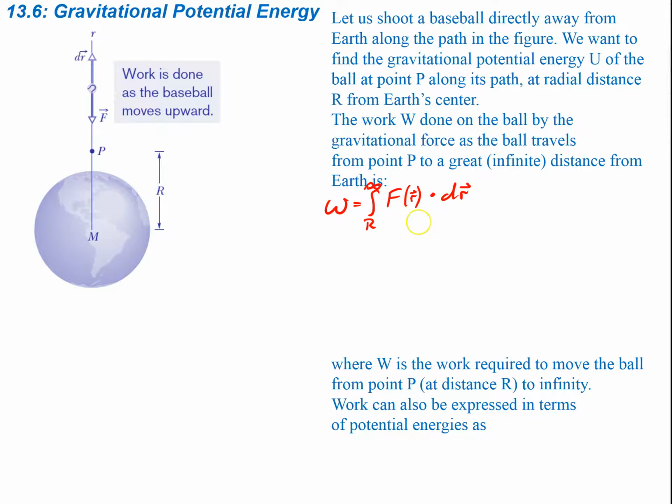Well, if we look at F dr a little bit closer, so F dr is simply going to be F dr cosine of theta. However, the angle between these two vectors is 180 degrees because you have the force vector of gravity going down and you have the dr, which is going away from Earth, going up. So the angle between these two is going to be 180 degrees. So the cosine of 180 gives you negative 1. So really this ends up being negative F dr.